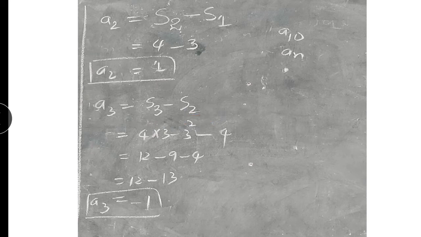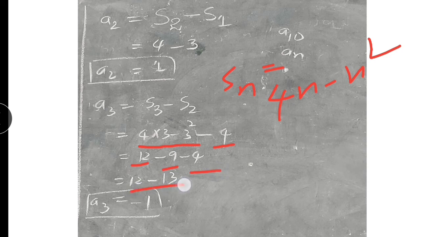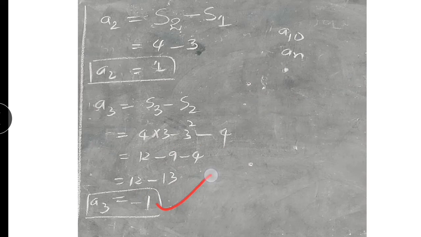S3 minus S2. But do we have the S3 value? No. So S3 means 4 into 3 minus 3 square, because 4n minus n square equals Sn, given in the question. And the S2 value we already found, that is 4. So 4 into 3 is 12, 3 square is 9, minus 4. So 12 minus 13, how much is that? Minus 1. So the A3 value is minus 1.